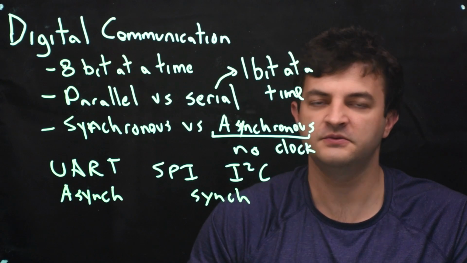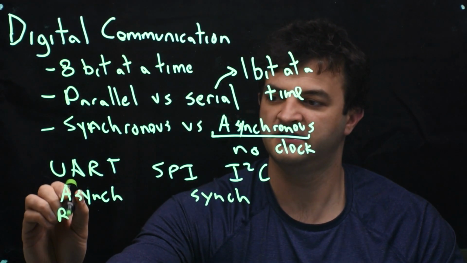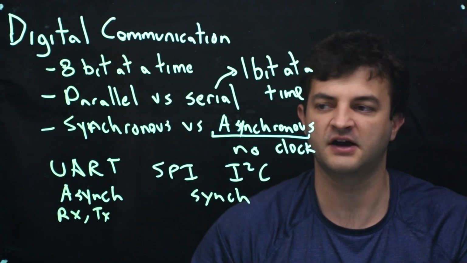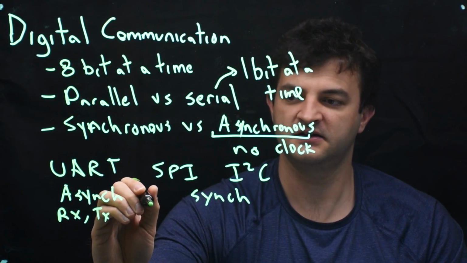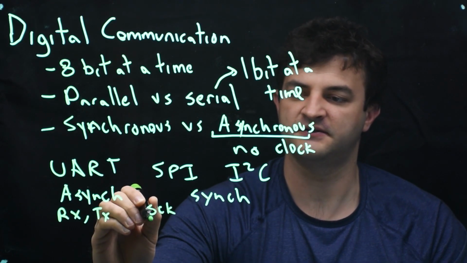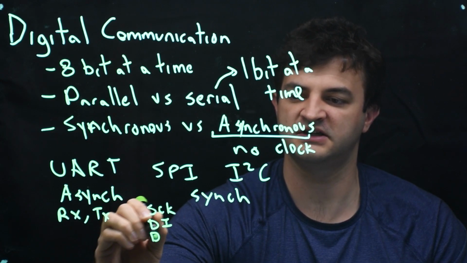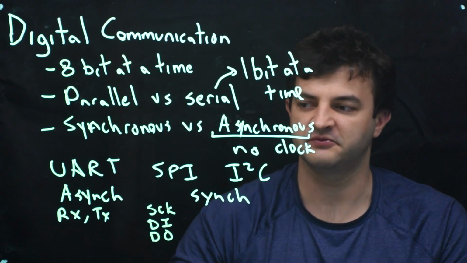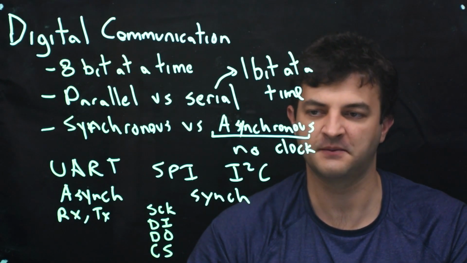So that means that UART uses fewer pins. In UART you have an RX for receiving and a TX for transmitting, and then you'd have a common ground. For SPI you have a clock, often called SCK. You have a data in pin, DI, a data out, DO, and then we can talk to many chips, each chip requiring its own chip select pin. So it takes 4 pins plus a common ground.